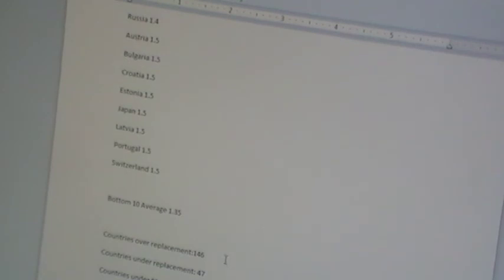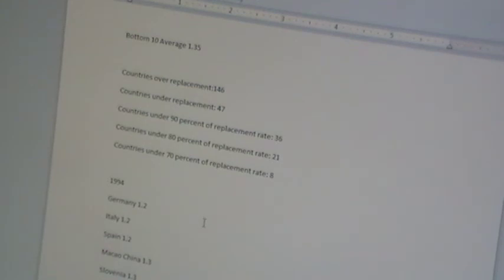All right. And then we have Switzerland in the bottom 10. It's 1.35. Countries over replacement, 146, 47, and so on and so forth. Now we have Germany at 1994. It's 1.2. Italy, 1.2. Spain, 1.2. Macau, China, 1.3. The numbers continue to go down.